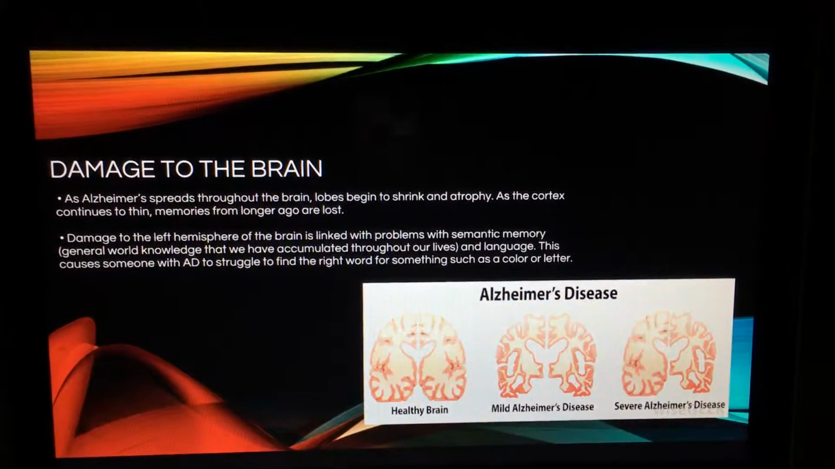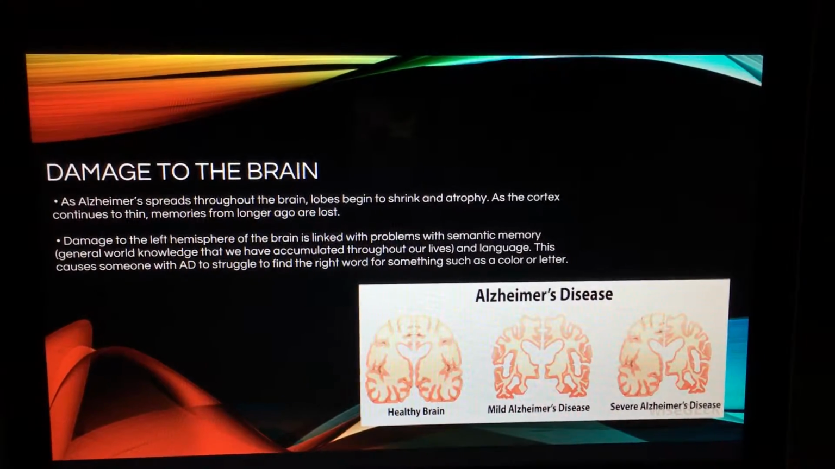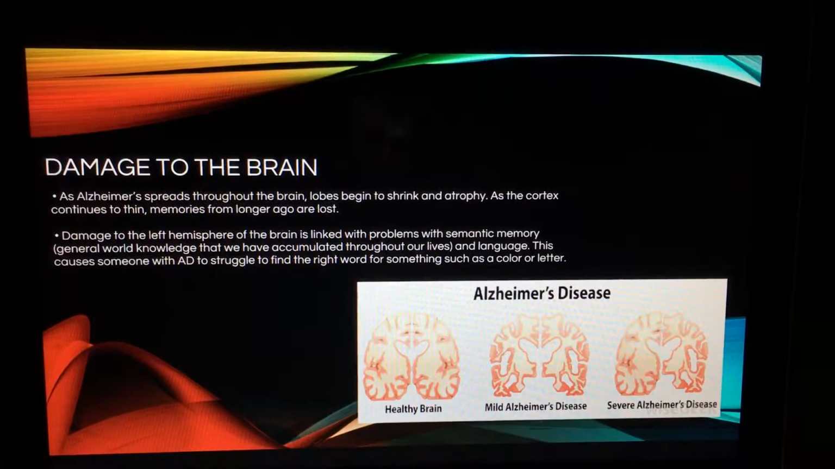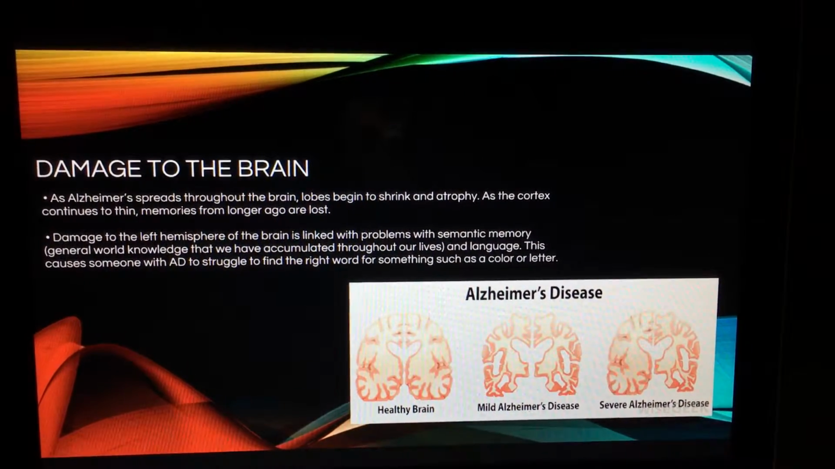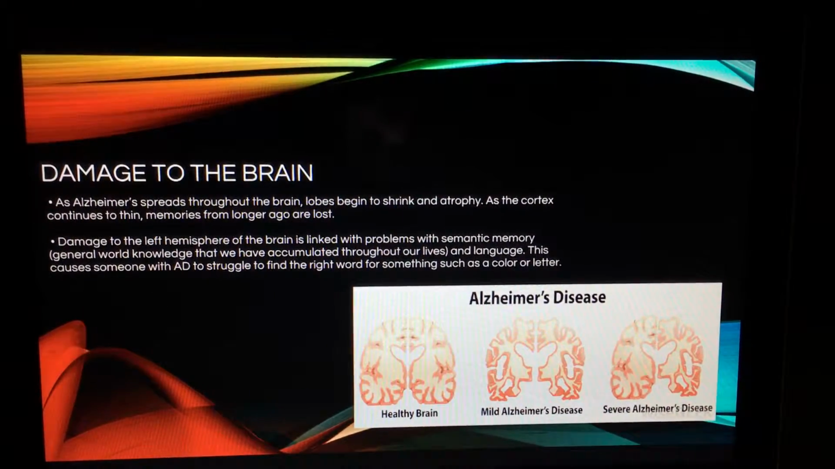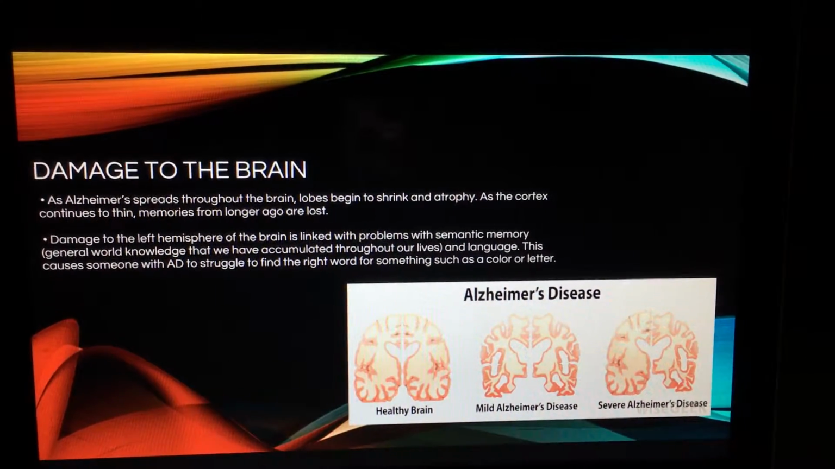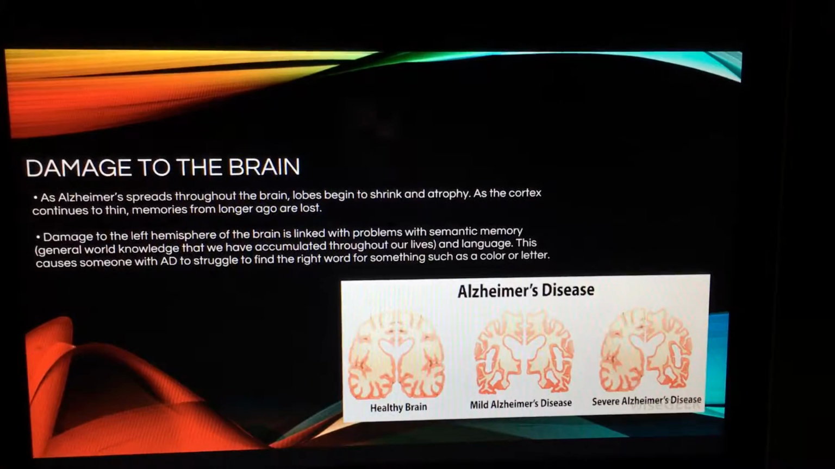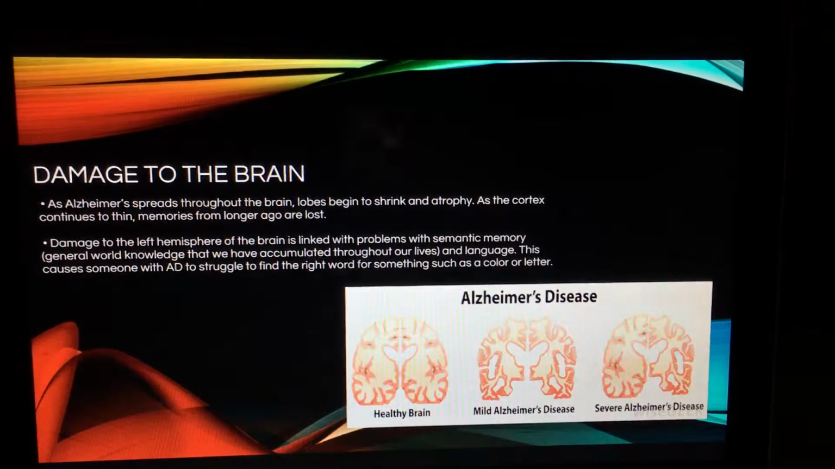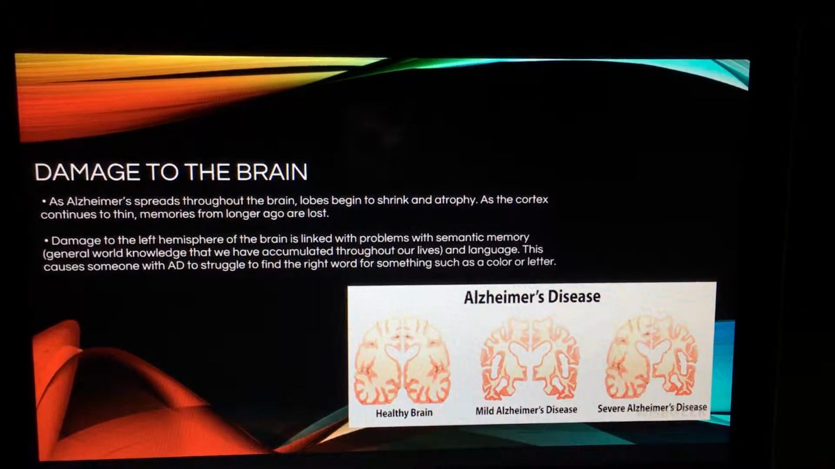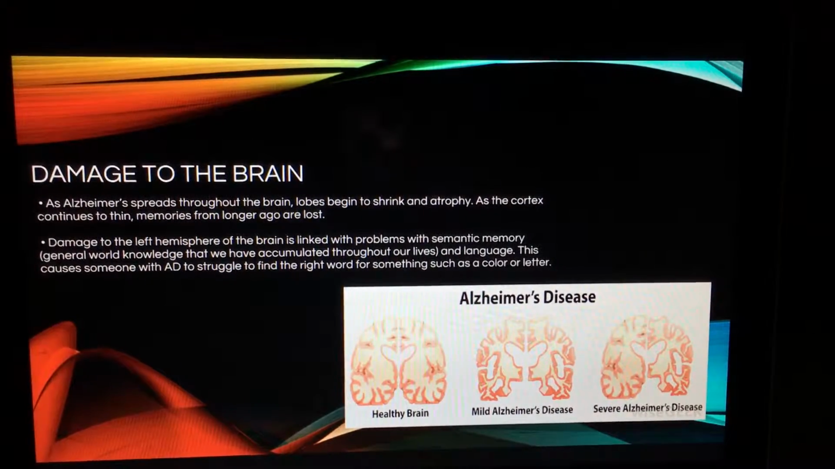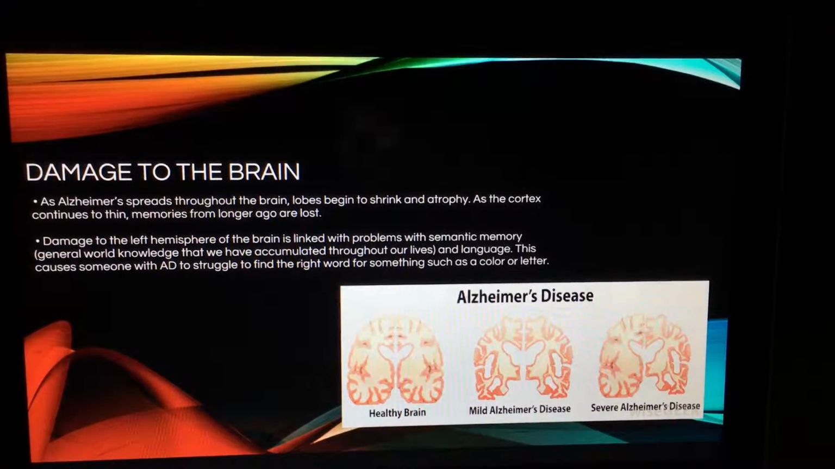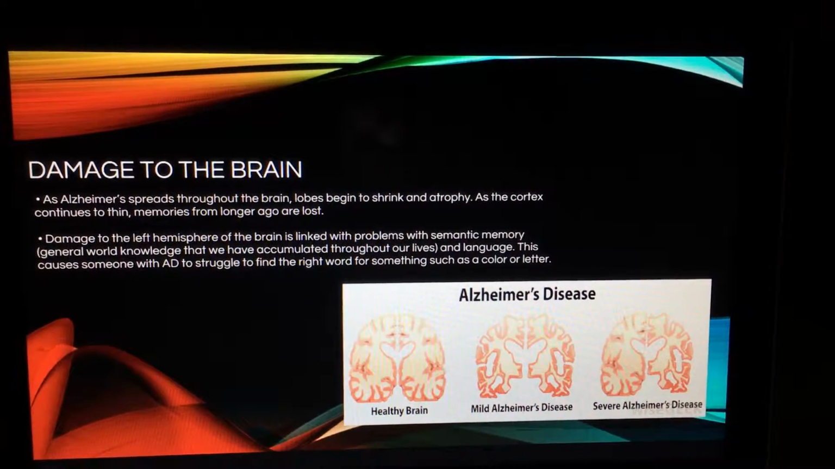As Alzheimer's spreads throughout the brain, lobes begin to shrink and atrophy begins. As the cortex continues to thin, memories from longer ago are lost. Damage to the left hemisphere of the brain is linked with problems with semantic memory. Semantic memory is general world knowledge that we have accumulated throughout our lives, and language. This causes someone with Alzheimer's disorder to struggle to find the right word for someone or something, such as a color, letter, or name.